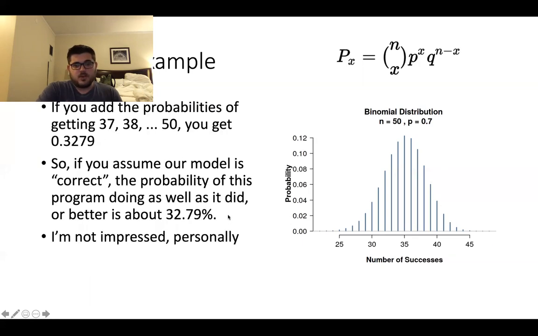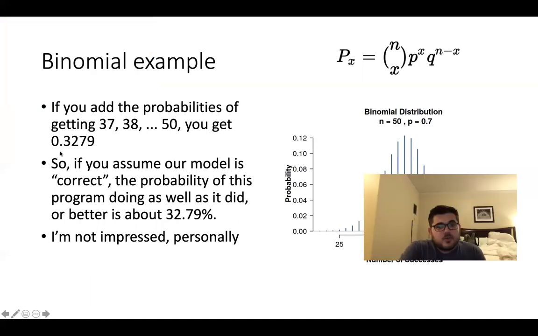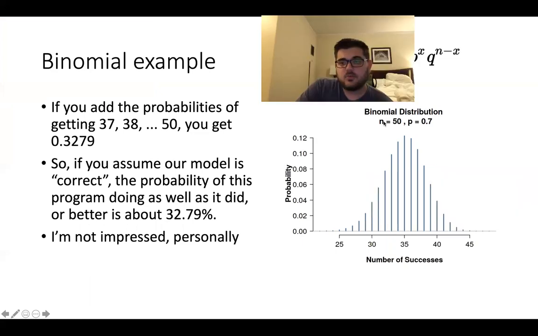You keep going up from what we got, 37, and keep adding all of these probabilities together, and you're going to end up with a 32.79% chance. So when you assume that there really is a 70% chance and no changes happened, we're still back the way we were and this experimental program has done nothing. When you assume that's the case, there's basically a 33% chance that you would see people do as well as they did with the experimental program. So that's not very impressive.